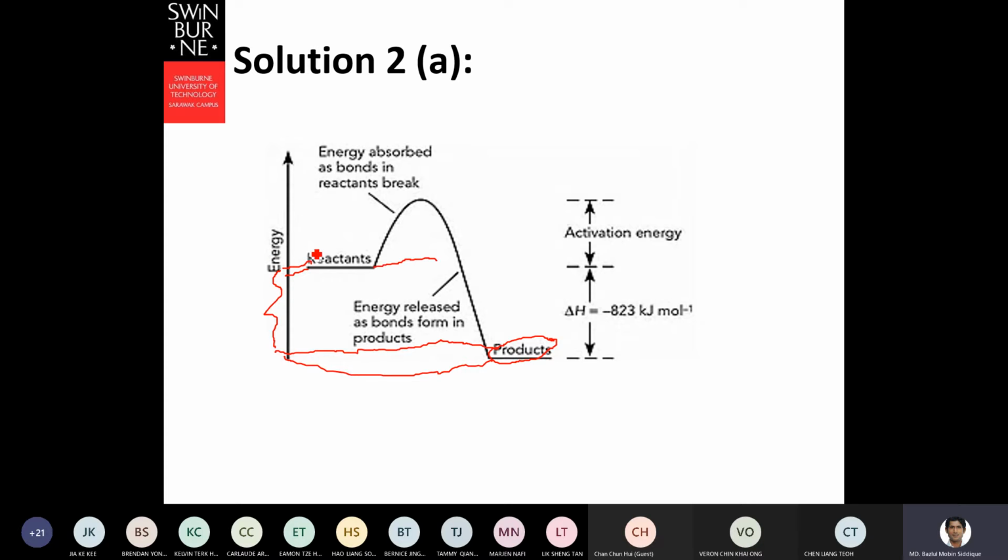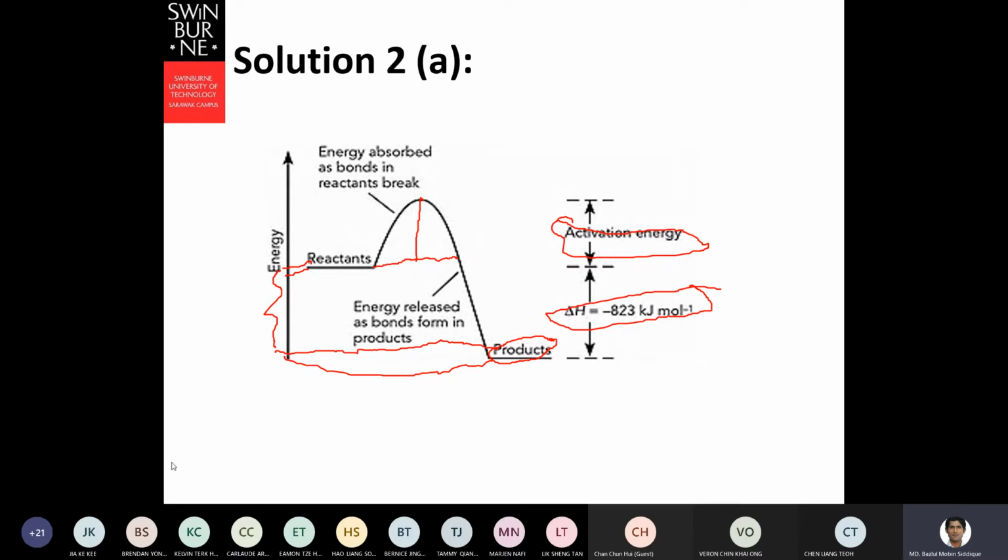And from here to the top, it has to cross the barrier. This is the activation energy. And this is the enthalpy of the reaction that the reaction is producing. So this is the energy profile. But if you just draw it like this, you will not get any mark.